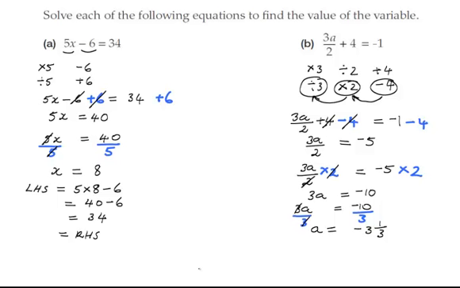To verify that our solution is correct, substitute the result a equals negative 3 and 1/3 into the left-hand side of the expression. So we have 3 times a, which is negative 3 and 1/3, divided by 2, plus 4, and that equals 3 times negative 3 and 1/3, which is negative 10, divided by 2 plus 4, which equals negative 5 plus 4, which is negative 1. And that is the same result as the right-hand side. So our solution for a equals negative 3 and 1/3 is correct.